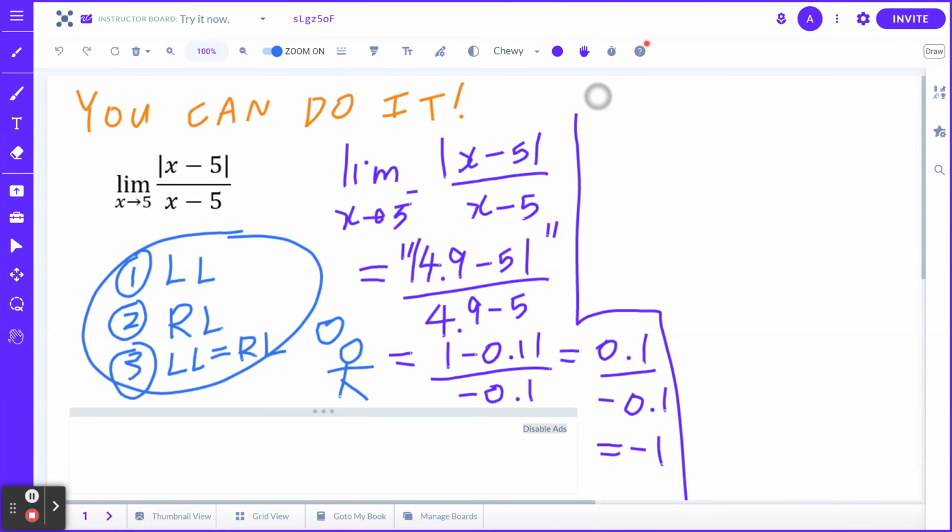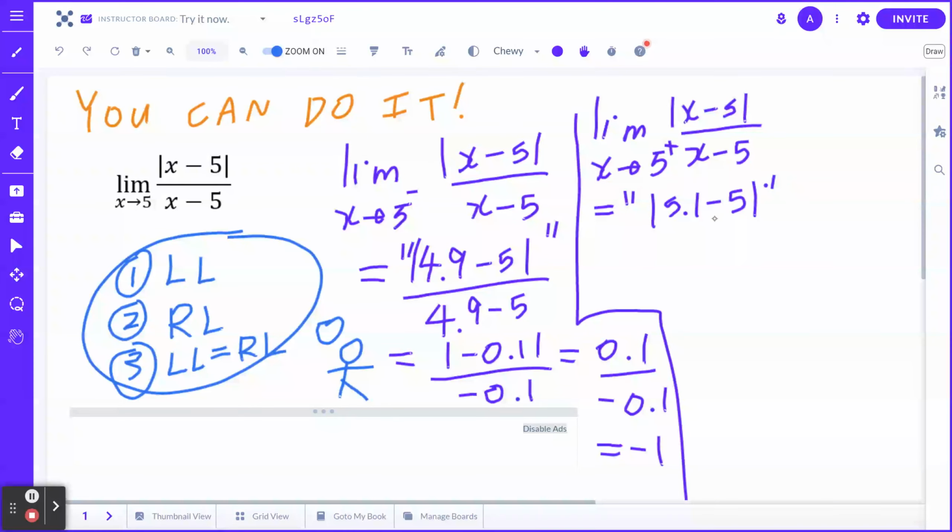Now, likewise, I'm going to find the right limit. And again, right limit just means x is now approaching 5 from the positive side. And again, you can pick a number a little bit to the right of 5. So for example, I can pick 5.1, 5.01. I'm just going to pick 5.1 in this case. Again, notice I'm putting this in quotation marks because it depends on the number that you're selecting. And in this case, this is going to be 0.1 divided by 0.1, which basically equals 1.